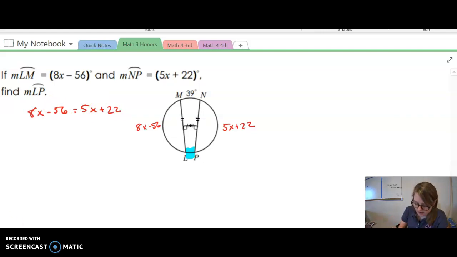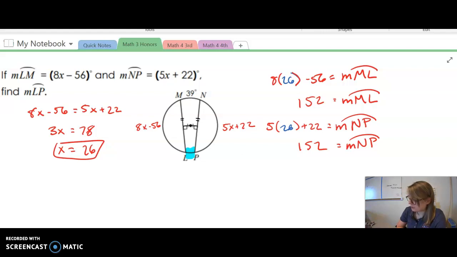So now let's solve for x. So subtracting 5x from both sides, I have 3x, and then adding 56 to both sides, I have 78, and then dividing 78 by 3, I get 26. So now I know what x equals. So now I need to find the measures of NP and ML. So pause the video here. I want you to find both of those arc measures. So plug in x and find both of those measures. So you should have gotten 152 for your arcs.